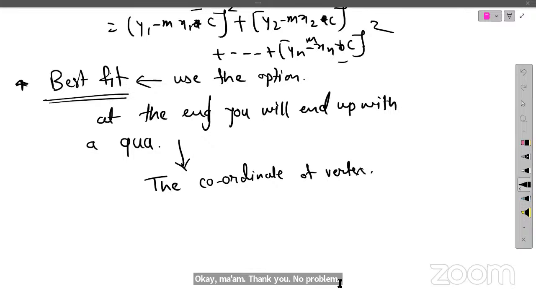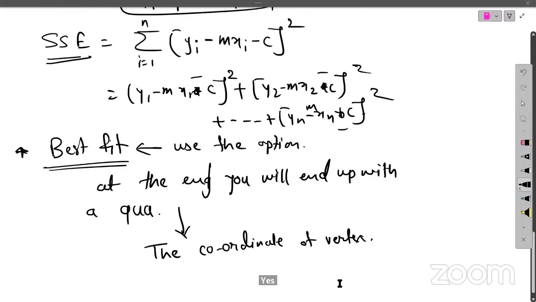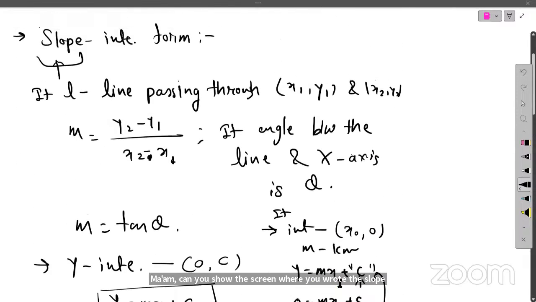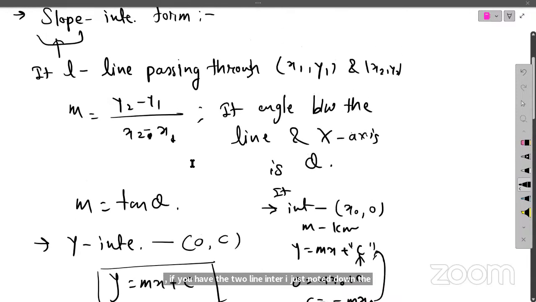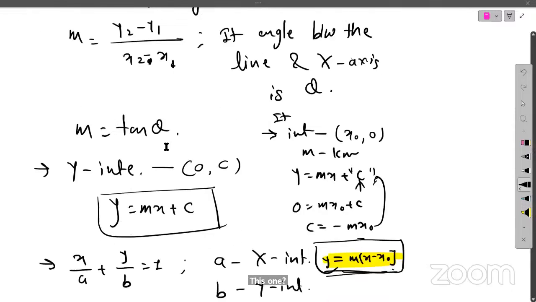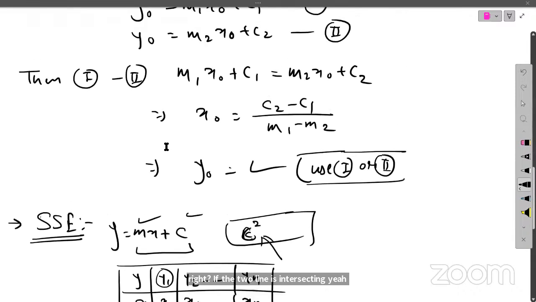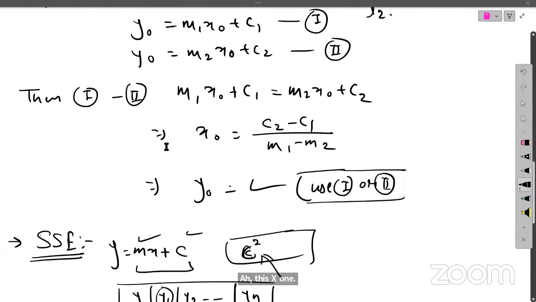Yes, Ravi. Can you show the screen where you wrote the slope, if you have two lines? I just noted down the formula only. This one? Yes, there is an intercept you said, right? If the two lines are intersecting. This X one. I'll just take a snip of it at least so that it will be easier. One second. Fine, yes, thank you.